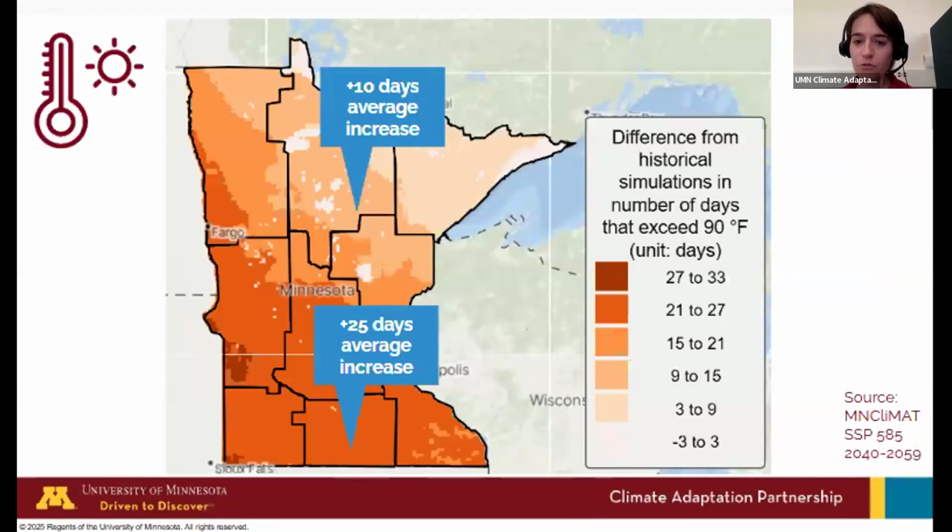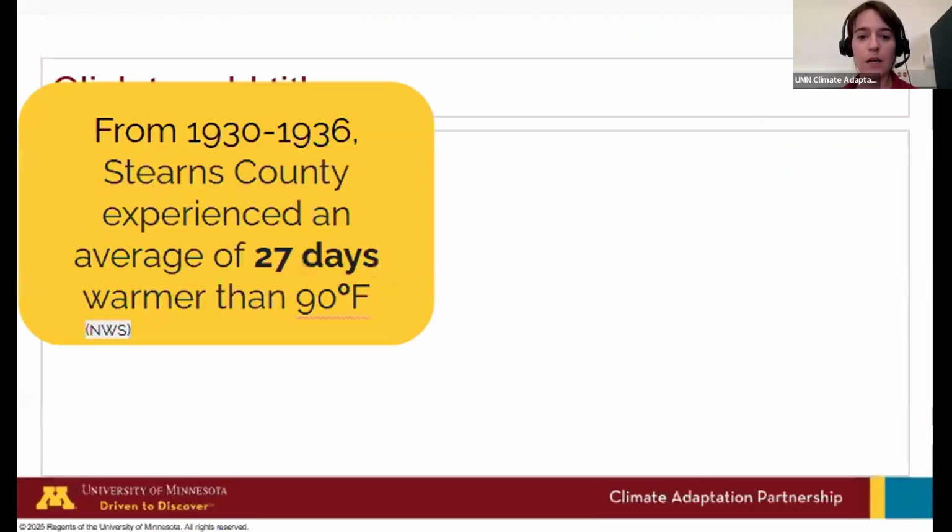So in the north central portion of the state, we expect to see on average an increase of about 10 additional days that are warmer than 90 degrees Fahrenheit. In the southern portion of the state, we expect to see increases of 25 days that are warmer than 90 degrees Fahrenheit. And you might intuitively know that that's a pretty dramatic increase for what we're used to experiencing in Minnesota. But I like to use this analogy just to, again, put things into context.